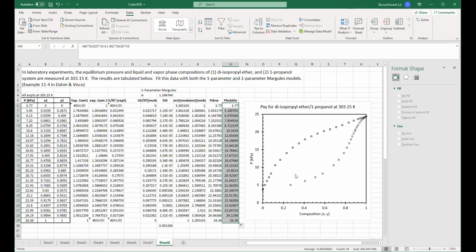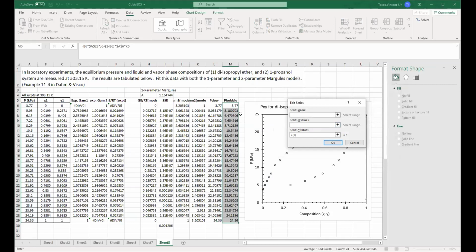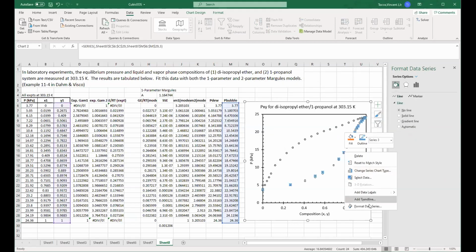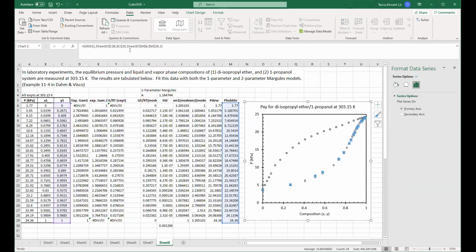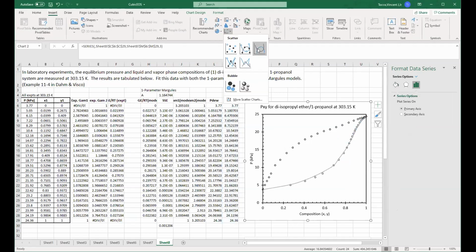So I'm going to now select more data, and I'm going to overlay this. So I want to do series X values for my bubble point curve are going to be x's, right? And my series Y values are my P's. Okay, and instead of modeling it like that, I want to format my data series. But let me see if I can change the chart type. I want a smooth line here.